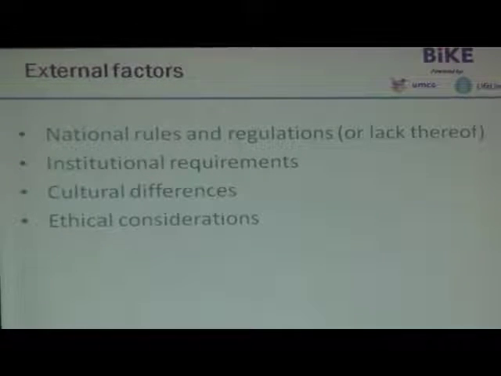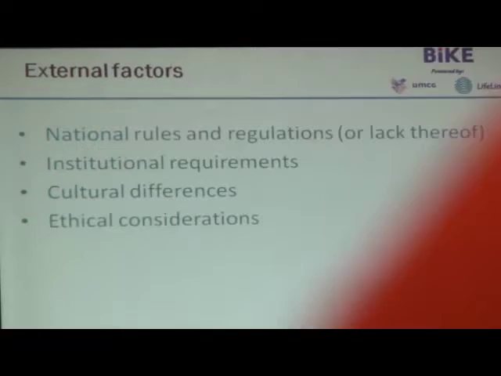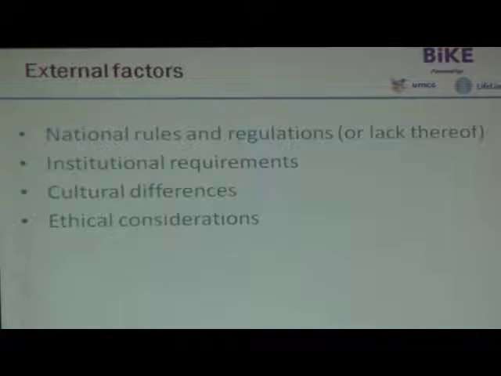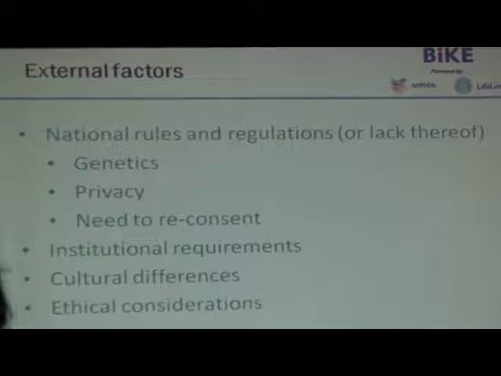So there are some factors that you need to consider, and I've made a small division into external factors and internal factors. The first one, next slide please, is the national rules and regulations, or lack thereof. And I think that is something quite well recognized here. So if you do a biobank and there are hardly any rules, do you think that this is a good thing or a bad thing?